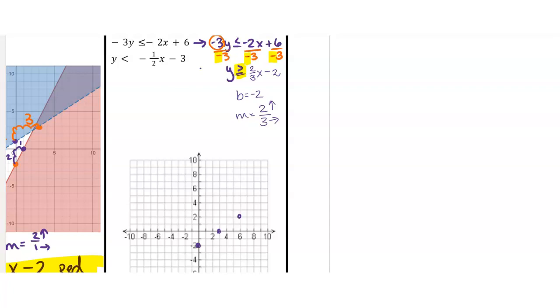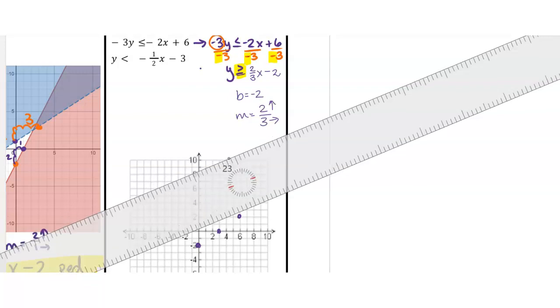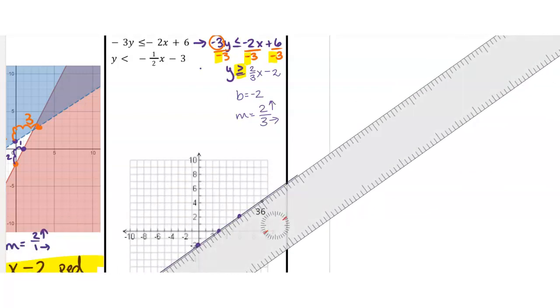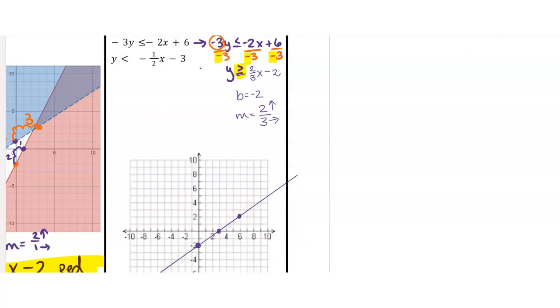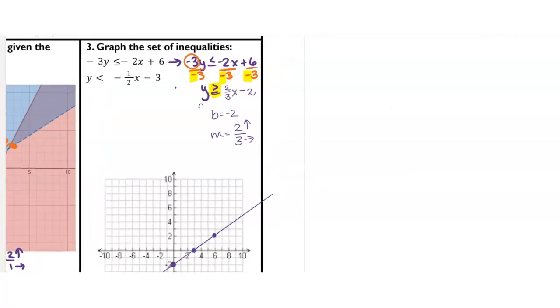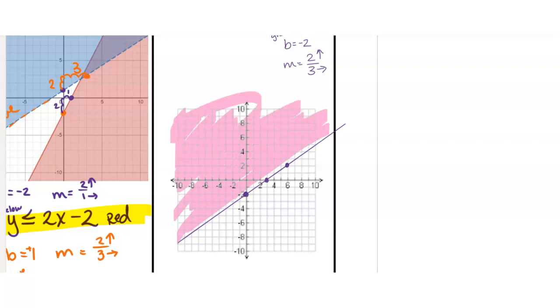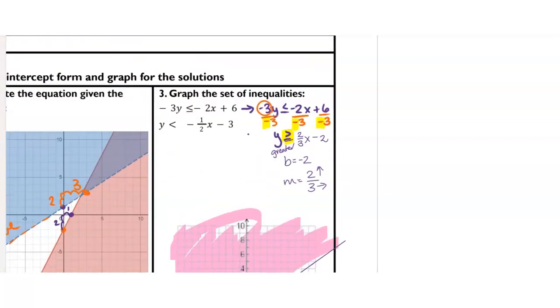Because there's a solid line under it, we're going to draw a solid line. And if we read the inequality, y is greater. So we're going to shade above the line. Let's go ahead and look at the next one.